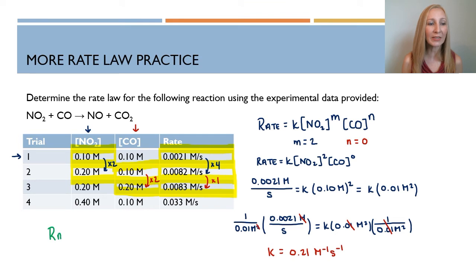So let's rewrite this including all of the information so we can apply it. We could apply this information to any amount of initial concentrations and be able to figure out that initial rate of reaction. So rate equals 0.21 M to the negative 1 s to the negative 1 times the initial concentration of NO2 squared, and then I'm just going to put in the CO just to show that it is a zero order reaction as it pertains to the carbon monoxide, but overall a second order reaction.